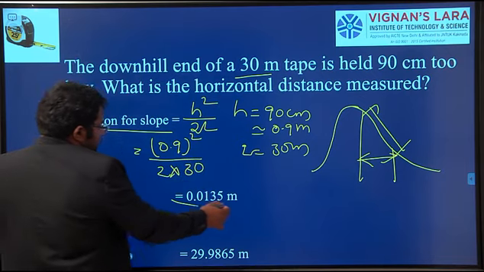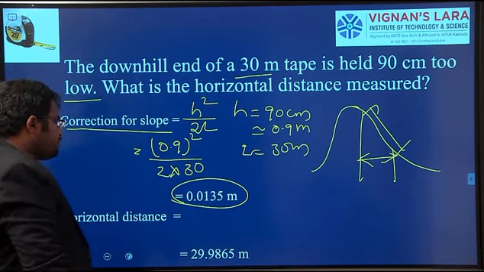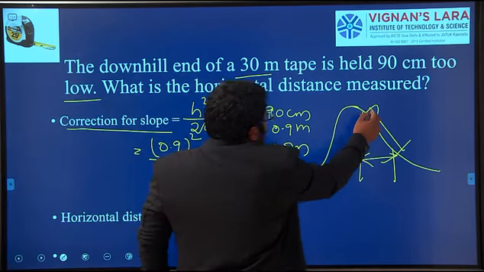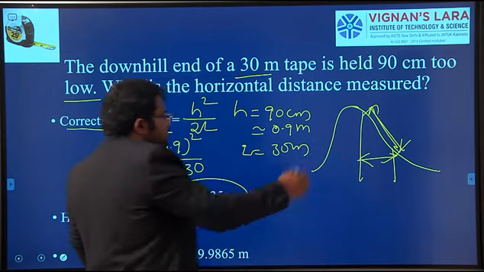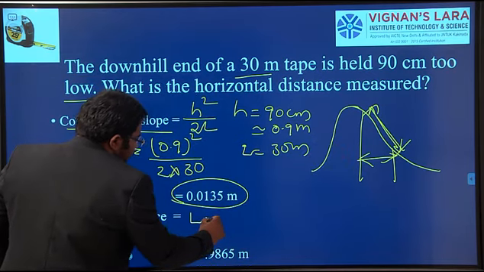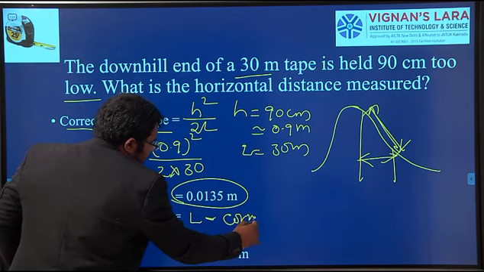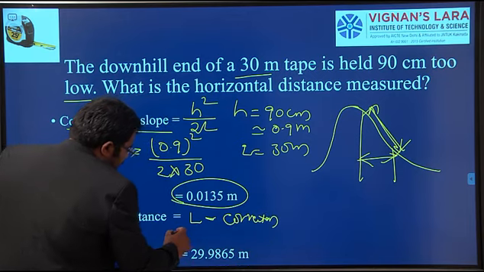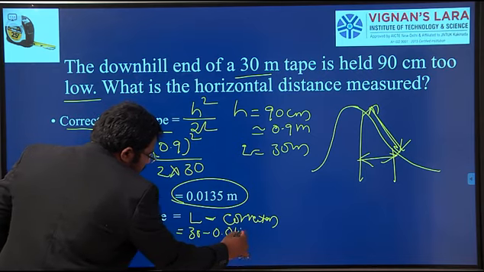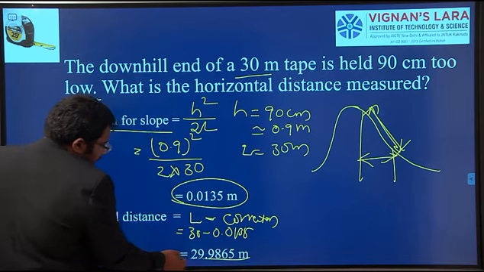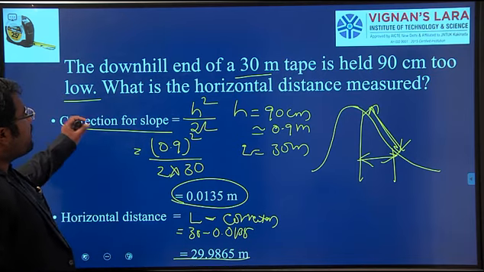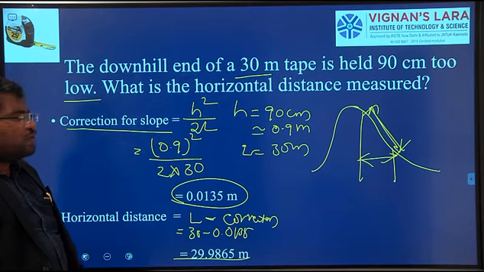So finally I arrived at a point of 0.0135. Since it will be too long, right? So we have to subtract. That's why L minus correction. So finally we will get 30 minus 0.0135. We are subtracting that, we will get a value of 29.9865 meters. This is the problem for correction for a slope.